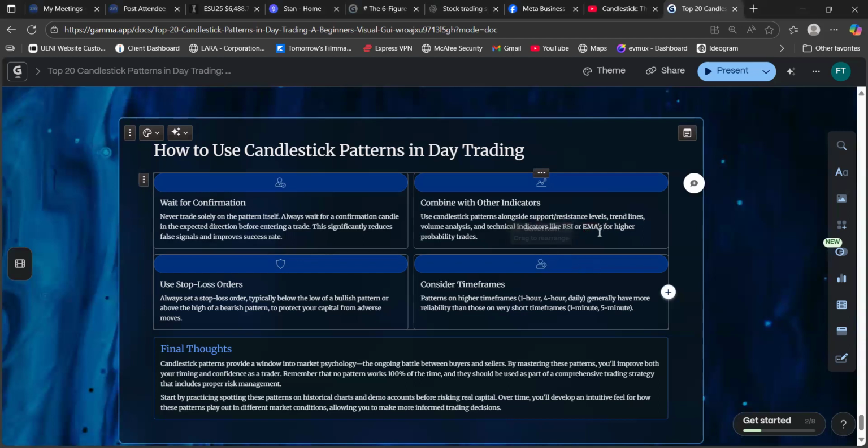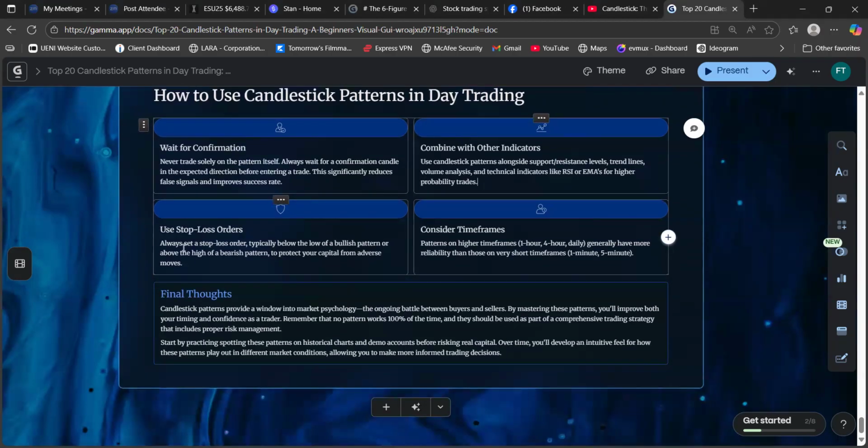For higher probability trades. And that's the goal, to be able to use the different confirmations together, right? It says use stop loss orders. Always set a stop loss order, typically below the low of a bullish pattern or above the high of a bearish pattern to protect your capital from adverse moves.